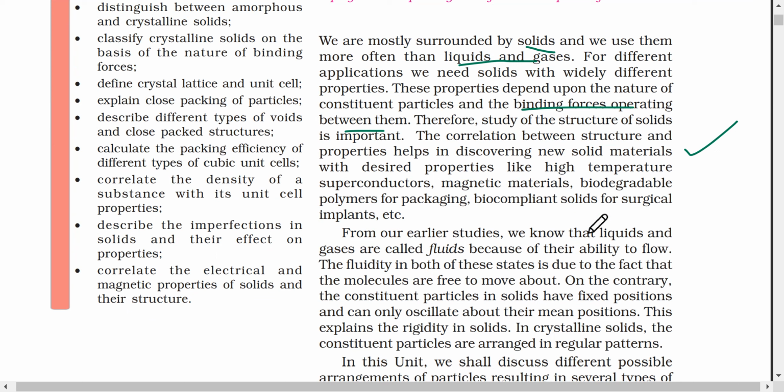So, like always, the NCERT is trying to give us an intro about the solids, how we use them every day, how they're really important for us, and what binds them together, the forces that actually make them solids. And then the relation between the structure and the properties, so that we can actually discover new solid materials and see what suits us towards development.